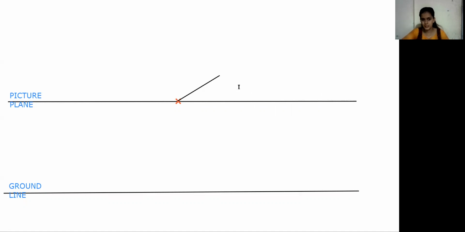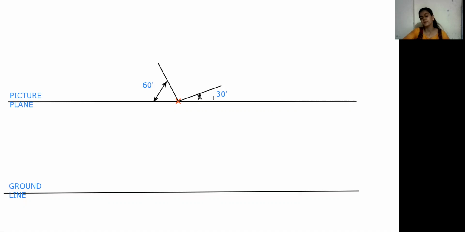It's not looking like a 30 degree. I'm drawing it again. Yeah, something like this. From here 30 degree and here 60 degree. Make sure that you are showing the angles.